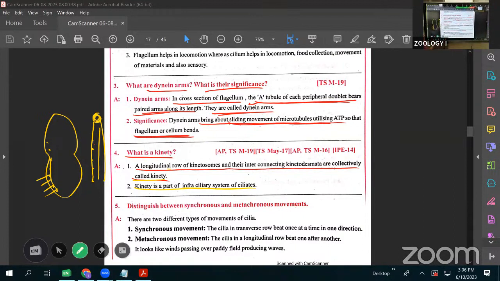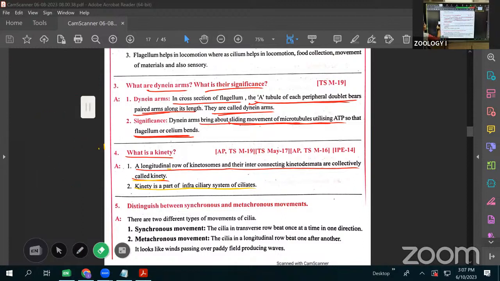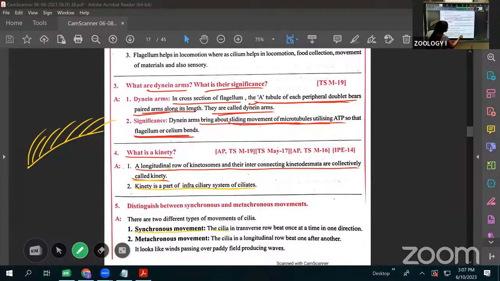Next, distinguish between synchronous and metachronous movements. These are mainly ciliary movements. In synchronous movement, the cilia bend to one side, one row at a time. Synchronous movement means the cilia in a transverse row beat at once, in one direction. All are bending in only one direction. That type of movement is called synchronous movement.